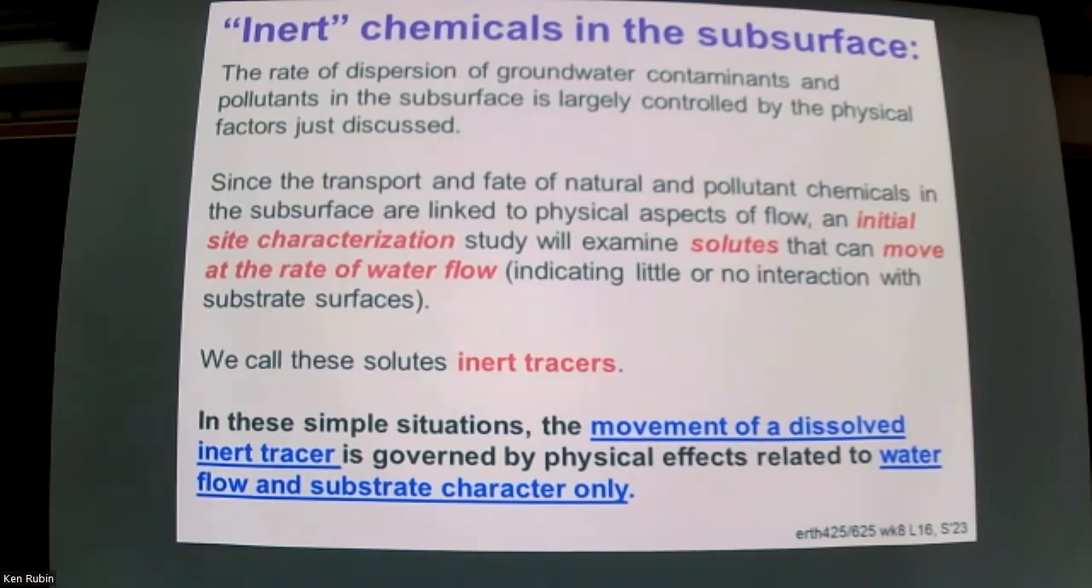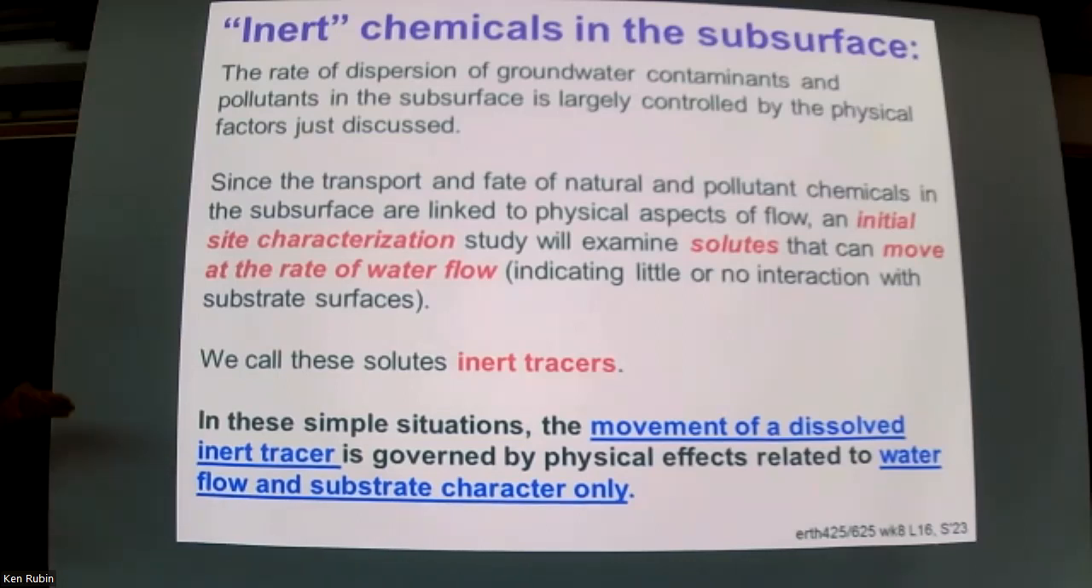Think about it like a chemical dye that doesn't interact with anything. So you can actually inject it in one place and then put in some sampling wells in other places and look at the rate at which it shows up and the concentration at which it shows up, because processes of dilution and so forth can still affect inert chemicals, but that will tell us something about the flow field.